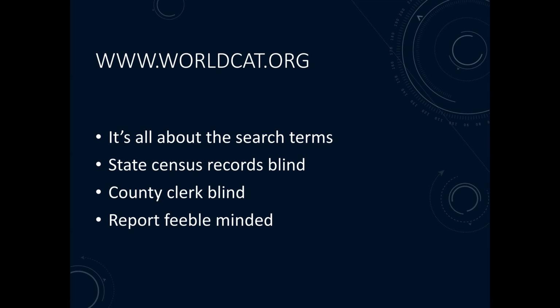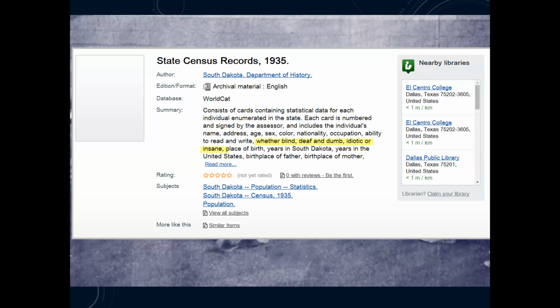A keyword search means the word is going to be inside the description, could be anywhere. The title search means it needs to be in a title. So you're going to want to search state census records, county clerk, blind, feeble-minded, all those words to get information in WorldCat. And it is a library catalog, so it will take you to what libraries have the books or the images, and then you might need to contact them or there might be digital images.